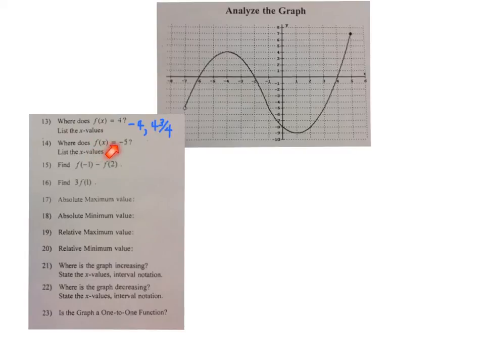Where does f of x equal -5? Here's -5. This is the line y equals -5. And this line would touch the graph at -1 and 3.